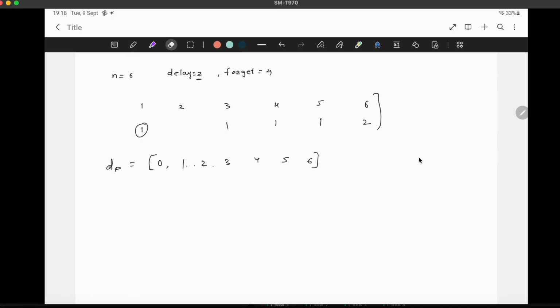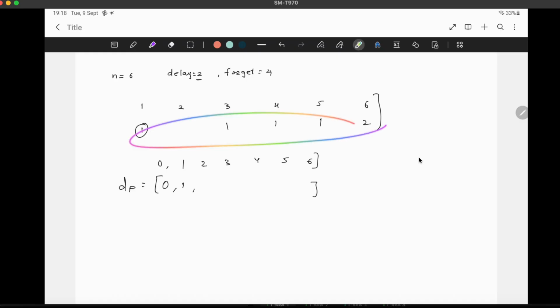Let me just correct it. These are the indices of the DP array. On day 0, we don't have any person, but on day 1, one person knows that information. This is something we are trying to fill, right? So whatever logic I have explained, we have to perform right over here. On day 1, one person knows that.